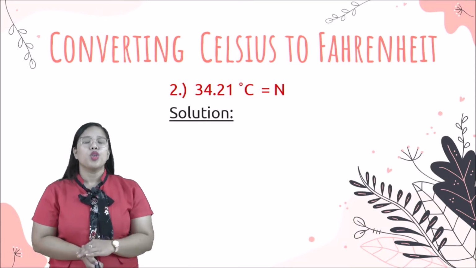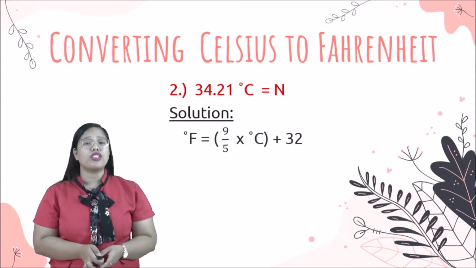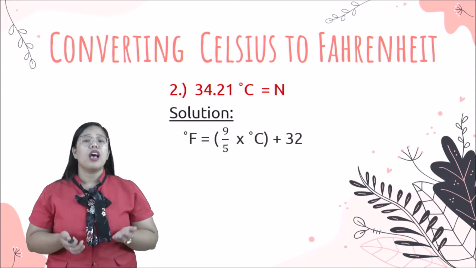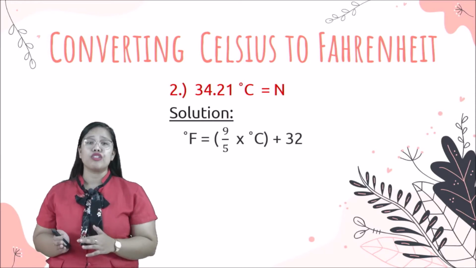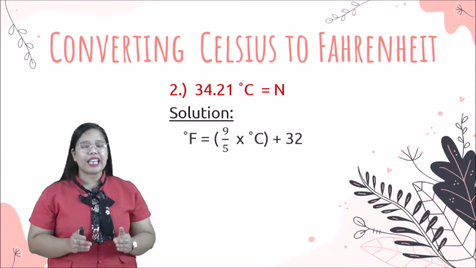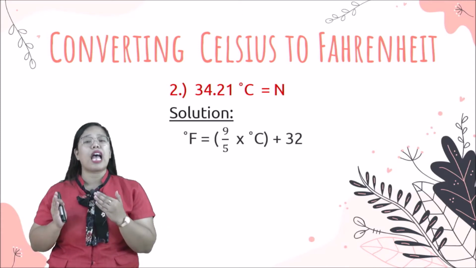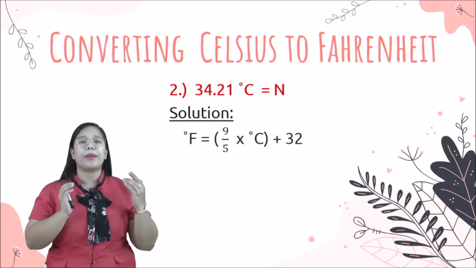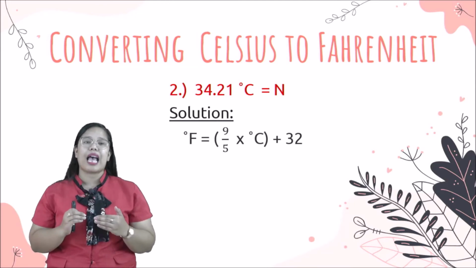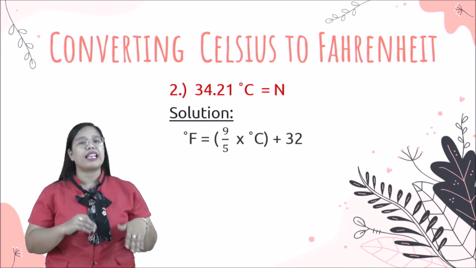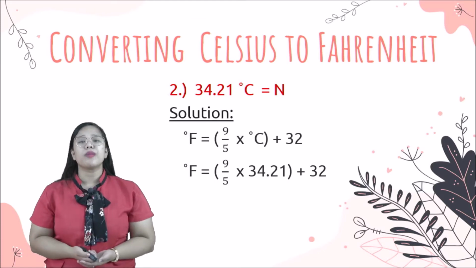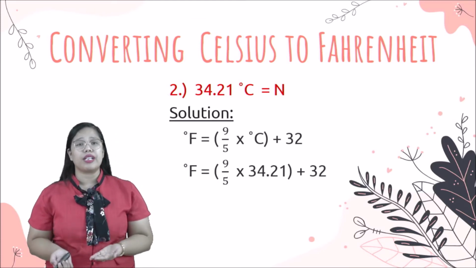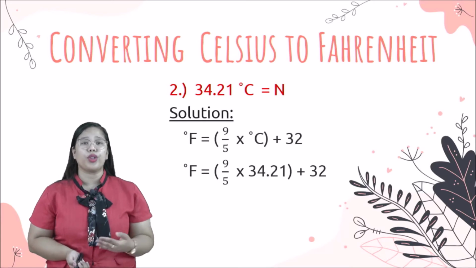34.21. So again, kids, our formula to be used, we will use the quantity of 9 over 5 times degrees Celsius plus 32. Again, kids, we will multiply first the value of the degrees Celsius by 9 and then we will divide the answer by 5. And that's the time that we will add it to 32. So, we will substitute first the value of the degrees Celsius, which is 34.21.